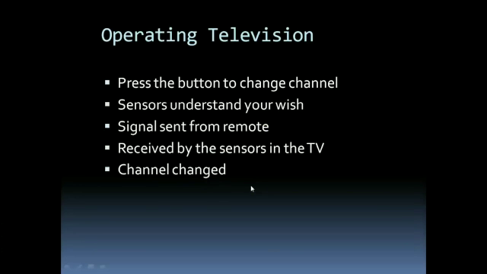So you're going to press a button, then the sensors will understand your wish. That is, the sensors in the remote are going to understand your wish, and according to that a signal will be sent towards the TV from this remote, and this signal will be received further by the sensors that are present in the television. Then these sensors will send the information to the systems that are present in the TV to change the channel. So your channel will be changed.